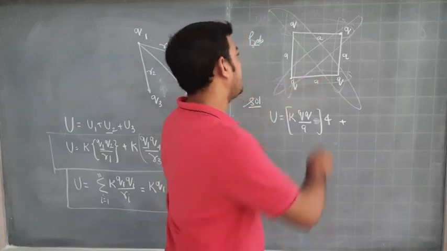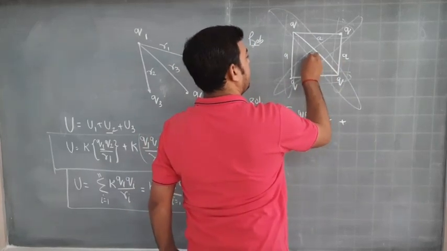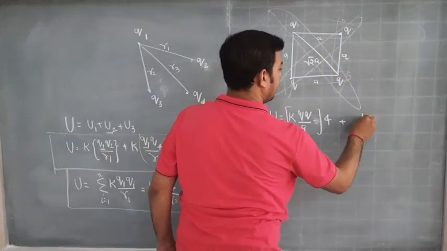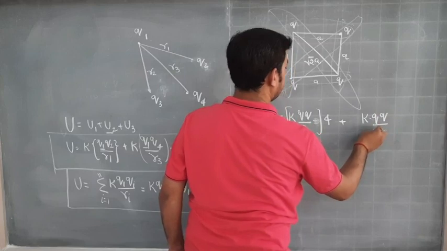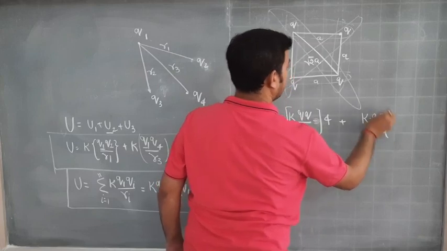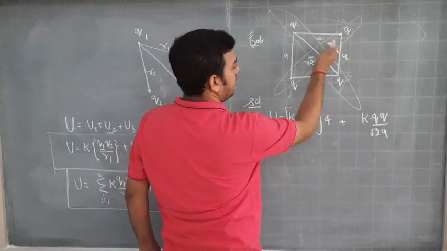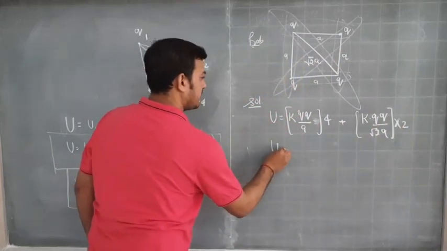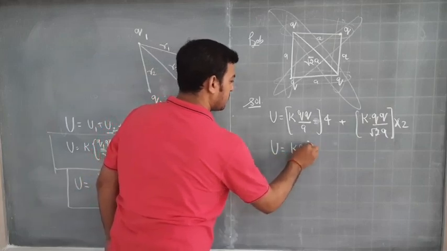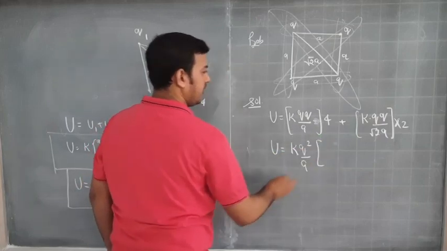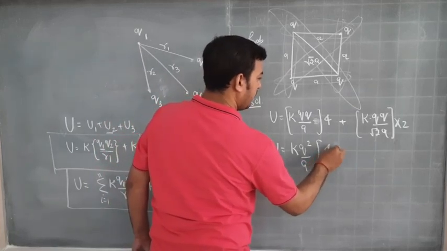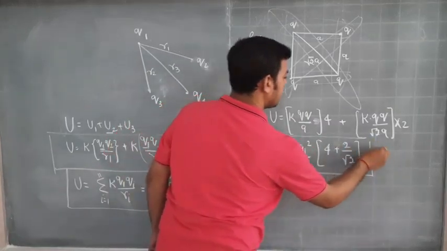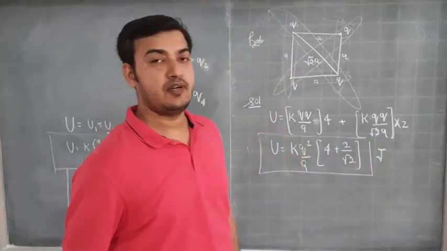Now 2 are left. We know that the diagonal is going to be root 2 times A. So for these 2 pairs I can write K first charge, second charge divided by the separation, and once again as these charges are at an equal separation, I will just multiply by 2, which on simplifying gives me K Q square divided by A, times 4 plus 2 by root 2. Since it is energy, we can write its unit as joule.